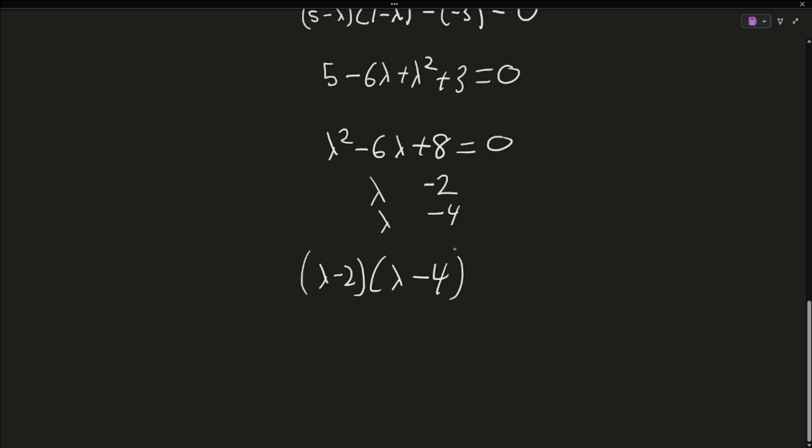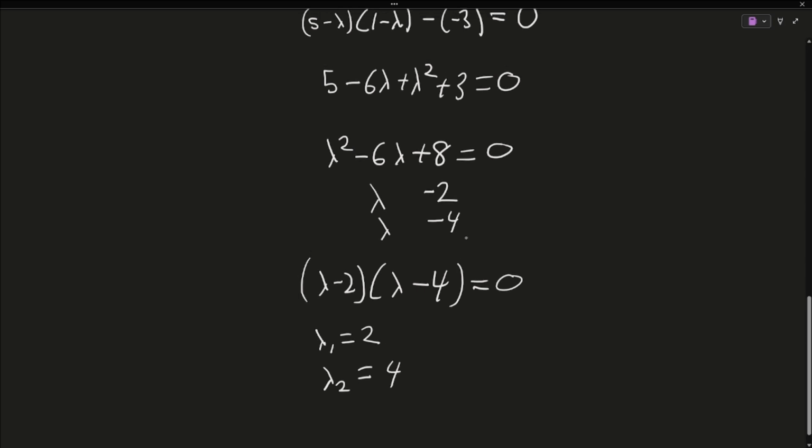Lambda squared, negative 4 lambda, minus 2 lambda, negative 6 lambda, negative 2 times negative 4 is plus 8. So this is the correct distribution. We're going to set this equal to 0. Therefore, our lambdas will be lambda 1 equals 2 and lambda 2 equals 4. Nice. Now we know that we have two distinct real eigenvalues.